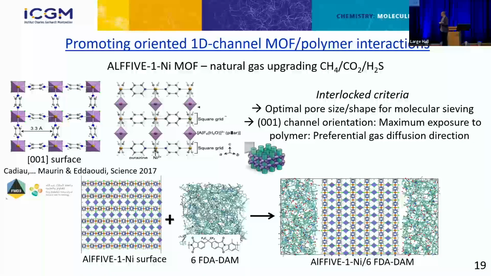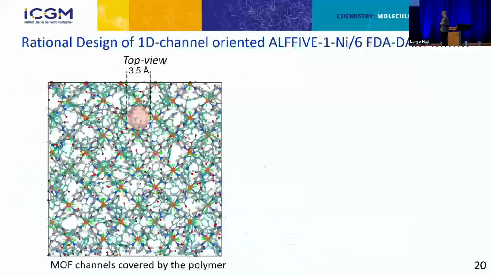Then here again, we constructed the surface model for the aluminum F5. Then we worked with the polyimide 6FDA-DAM polymer and constructed our composite. Here you have a top view of the composite we were able to construct. You see that the polymer is covering, I would say, all the part of the MOF surface, forming some interconnected voids of about 3.5 angstrom. What is interesting is that this size allows CO2 to get in.